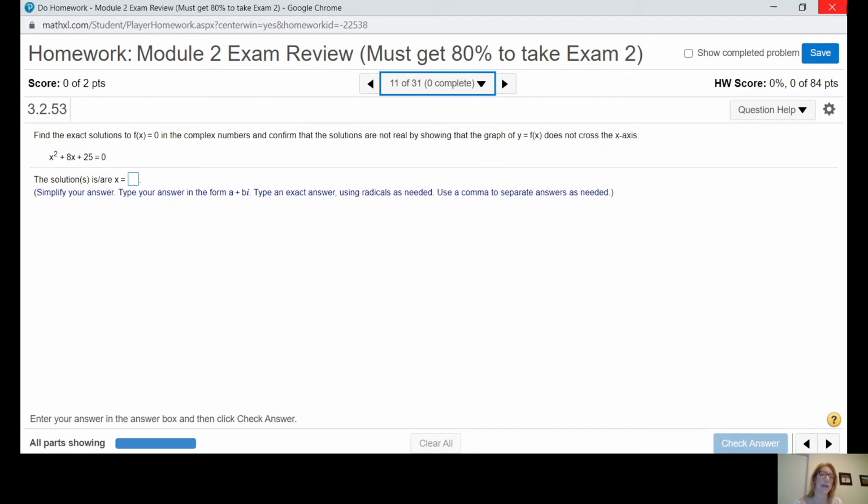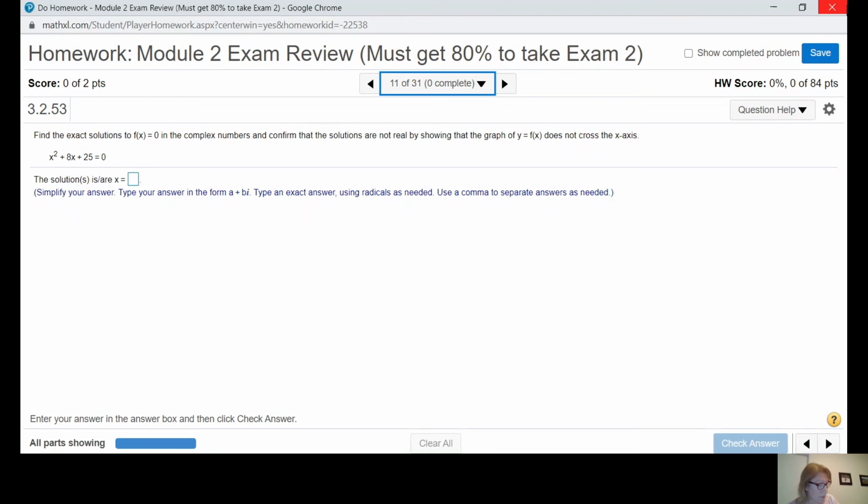We just won't know what kind of answers they are until we work it out, but we're going to get the exact solutions no matter what. It does tell us to confirm that the solutions are not real. If they're not real, that means they have an imaginary piece to it. It says confirm that the solutions are not real by showing that the graph does not cross the x-axis. Okay, so we'll worry about that part of the problem in a minute.